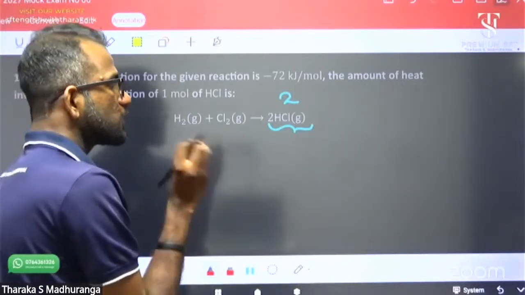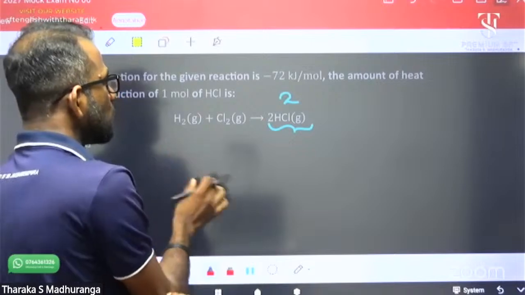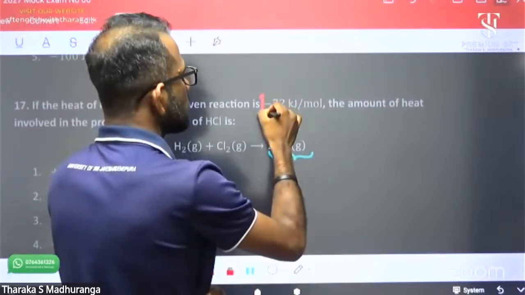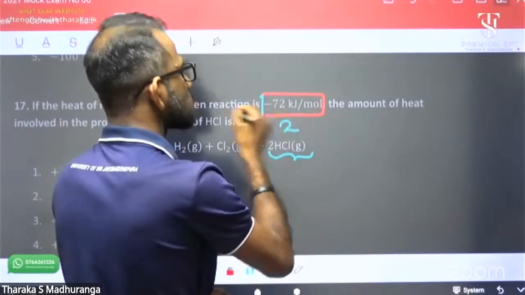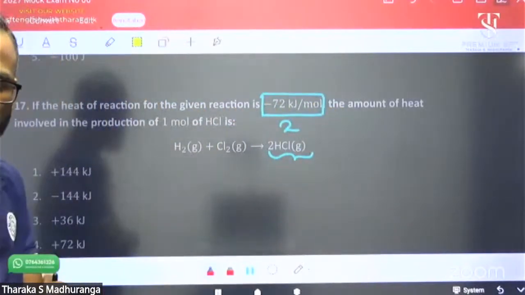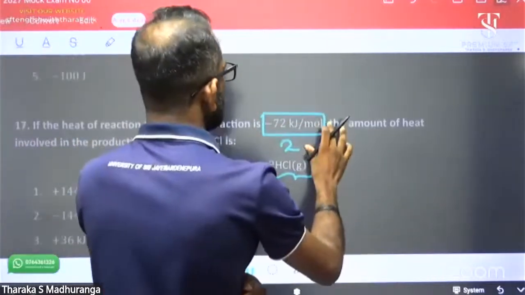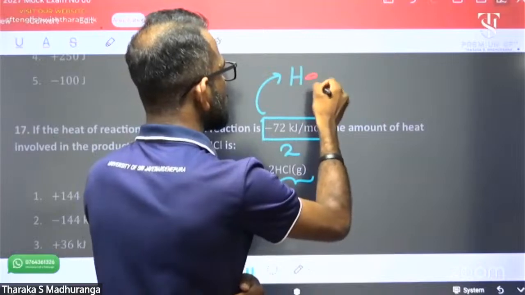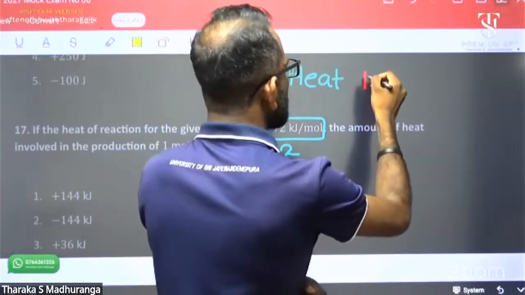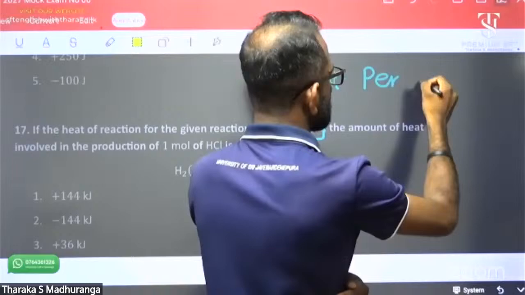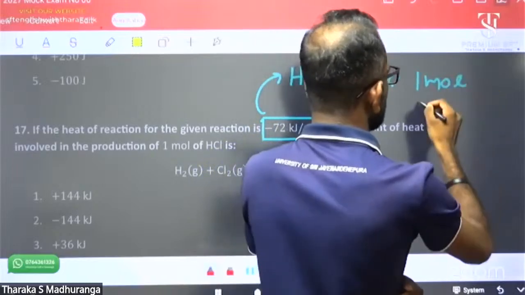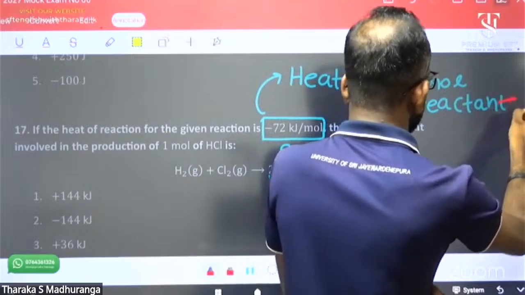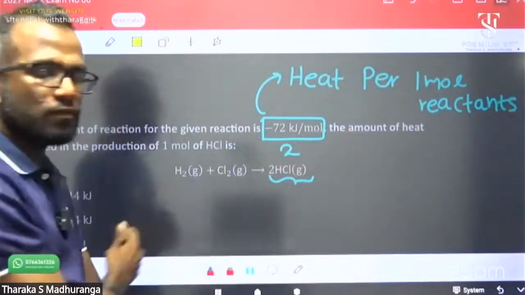That's a very rational question. You know heat of reaction. What's the meaning of heat of reaction? The amount of heat per 1 mole of reactants.